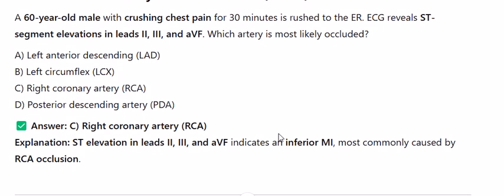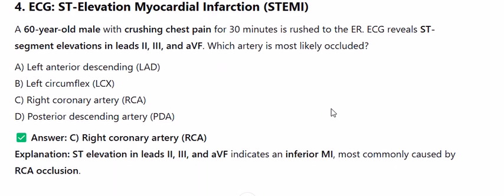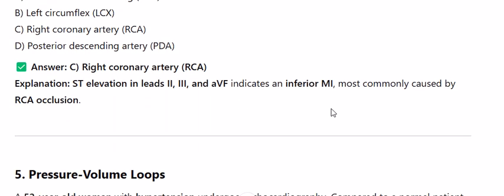4. ECG, ST elevation myocardial infarction. A 60-year-old male with crushing chest pain for 30 minutes is rushed to the ER. ECG reveals ST segment elevations in leads II, III, and aVF. Which artery is most likely occluded? A. Left anterior descending. B. Left circumflex, LCX. C. Right coronary artery, RCA. D. Posterior descending artery, PDA. C. Right coronary artery. Explanation. ST elevation in leads II, III, and aVF indicates an inferior MI, most commonly caused by RCA occlusion.